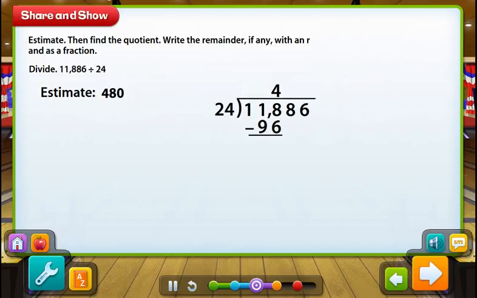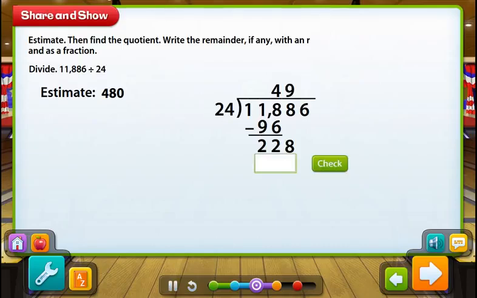Now, the difference between 118 hundreds and 96 hundreds is 22 hundreds. Regroup any hundreds left as tens. Now you have 228 tens. Now you can divide the tens. Type your answer. Correct. The quotient of 228 tens and 24 is 9 tens.